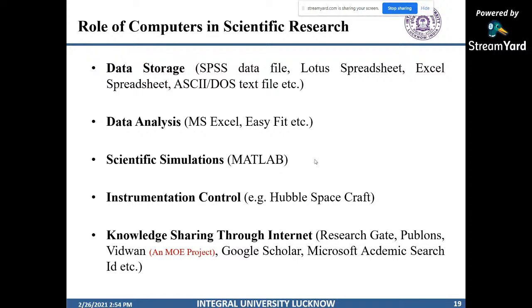Then the next one is knowledge sharing through the internet. In the form of the internet, computers have provided an entirely new way to share knowledge. On the internet, you can share your knowledge. You can access the latest research papers that are made available for free on websites. Sharing knowledge and collaboration through the internet has made international cooperation on scientific projects possible.